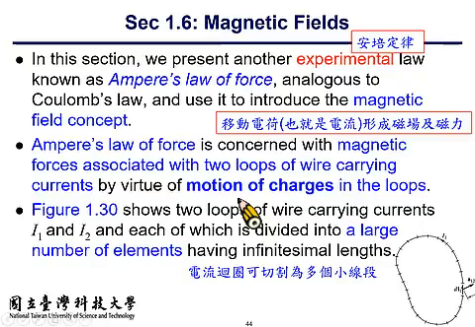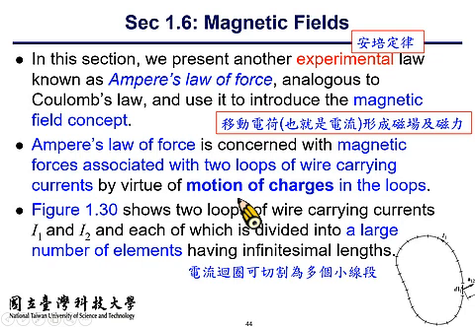Okay, let's continue our discussion of section 1.6, the magnetic field. In this section, we present another experimental law known as Ampere's law of force, which is analogous to Coulomb's law, and it was used to introduce the concept of magnetic field and magnetic field intensity.